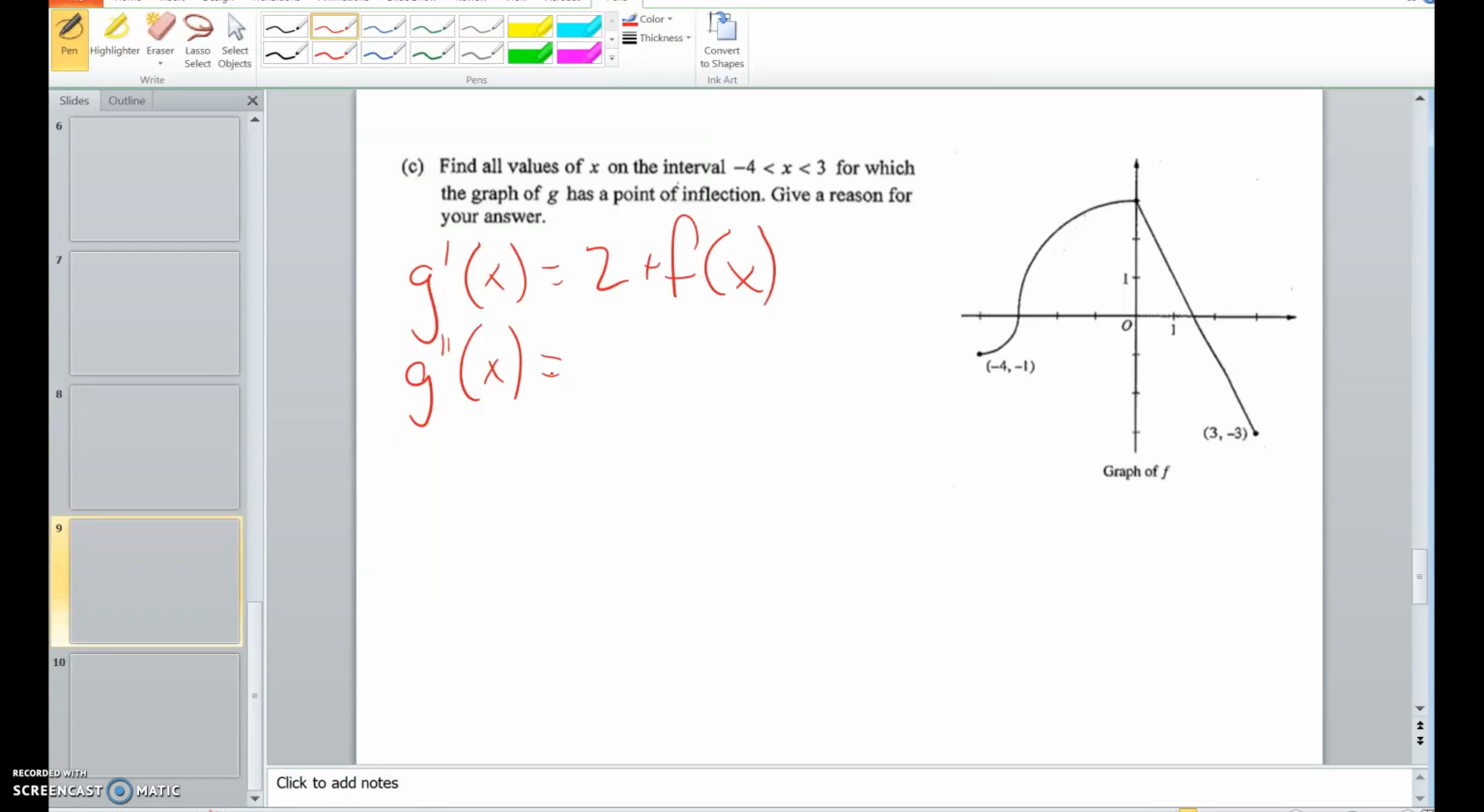The derivative of 2 is just 0, and so you get that g double prime of x is equal to f prime of x. So we are looking for places where g double prime is 0. That's where points of inflection are, where the second derivative equals 0. So that means we're looking for places where f prime is equal to 0.